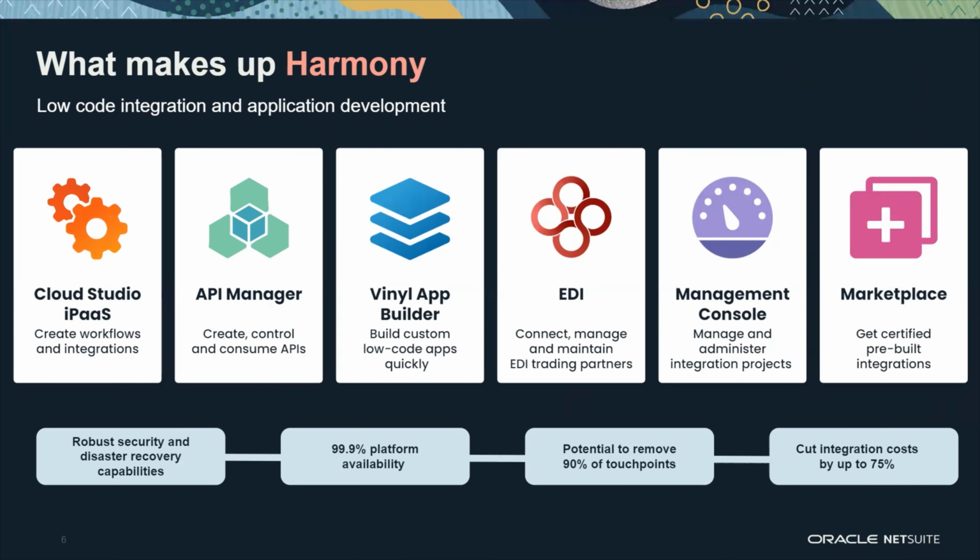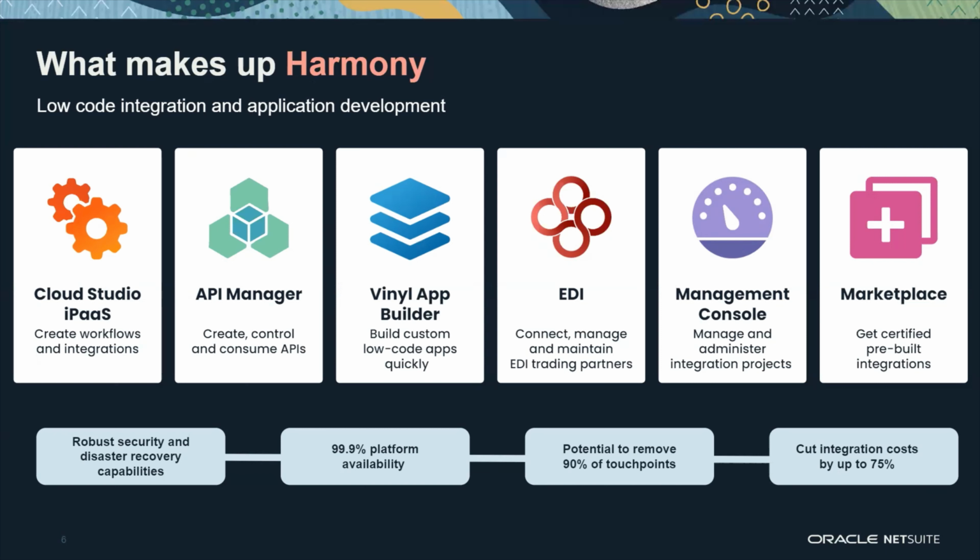I know I've mentioned Harmony quite a bit. This is our Harmony iPaaS platform, and these are all of the applications inside of Harmony. We just talked about EDI, that's right there. I'll get to that in a minute, but let's start out here from the left side. Cloud Studio is where you can create workflows and actually create and design your integrations in a really easy to use drag and drop interface. API Manager is where you can create and control the APIs that you do use in your integrations.